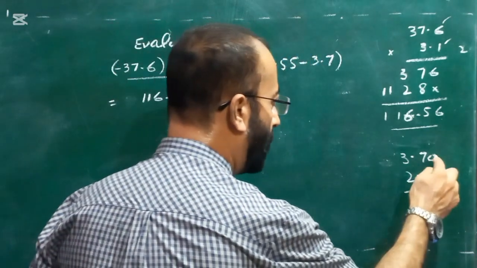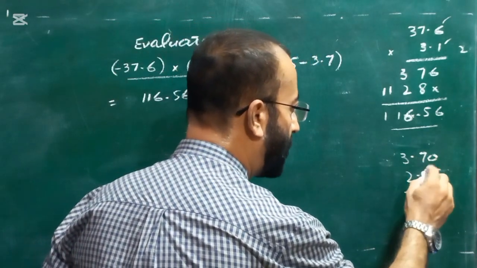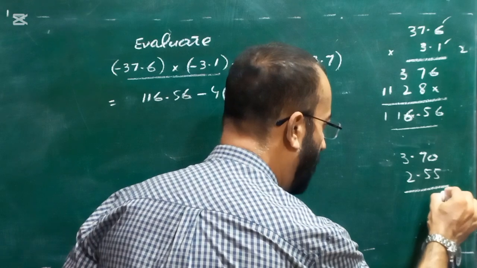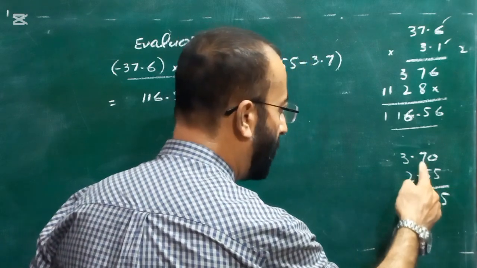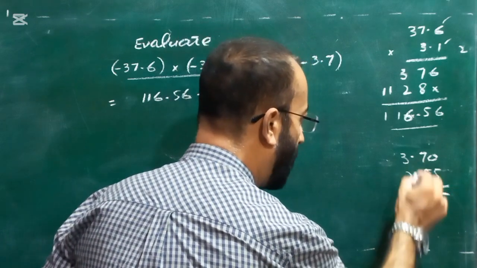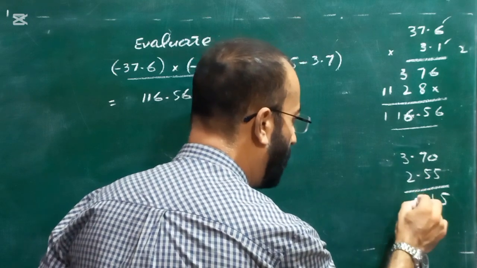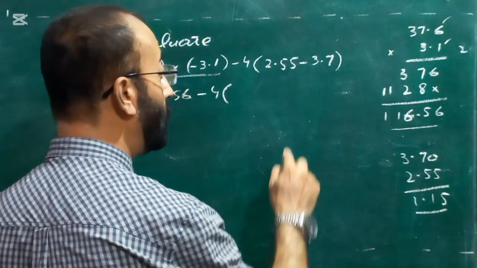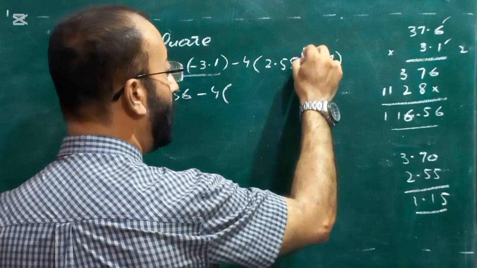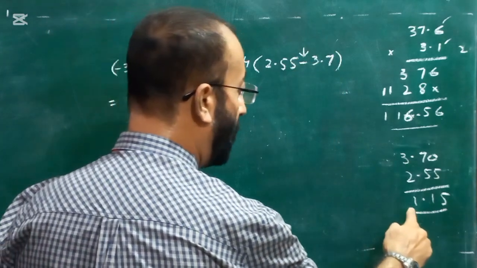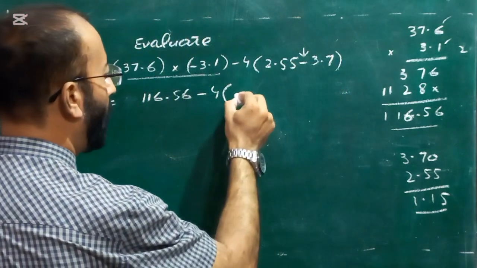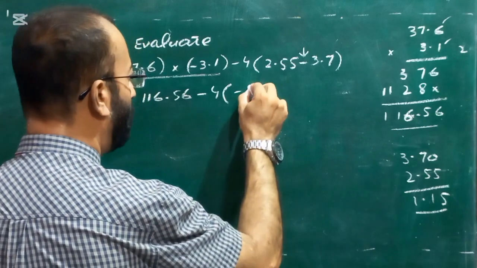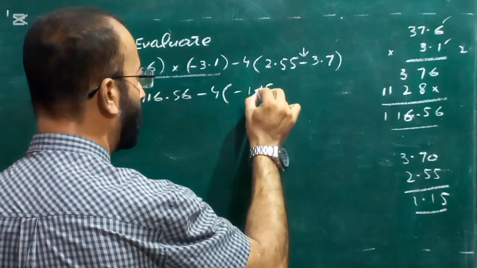Now subtract. This 0 will borrow from 7, so it will be 10, 10 minus 5, 5. Here will be 6 now, 6 minus 5, 1. The point will remain as it is, and 3 minus 2, 1. So 1.15. Now note the greater value is negative, so the answer will be negative. So minus 1.15 is the answer.